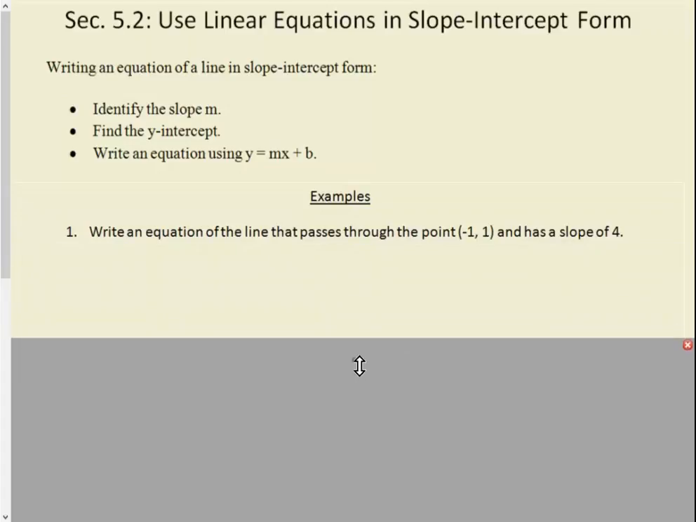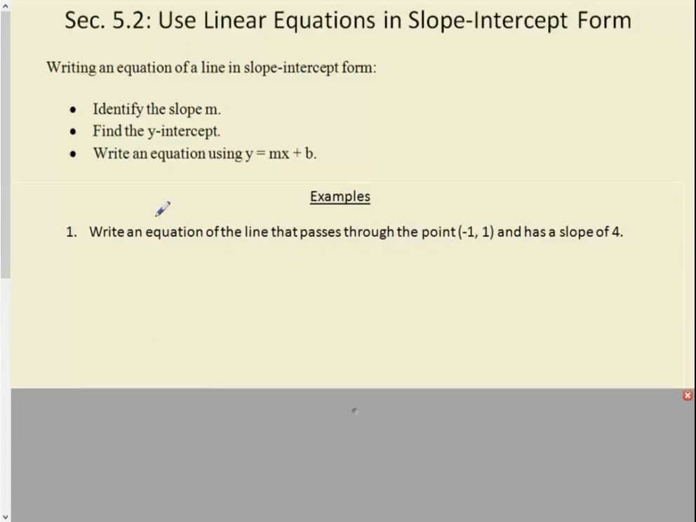So we're going to jump in and look at some examples here. Write an equation of the line that passes through the point negative 1, 1 and has a slope of 4. Well, in this case, we already know the slope, so we've already got step 1 set. Now to find the y-intercept, we know that we're going to have an equation that looks like this: y equals 4x plus b, and similar to something we saw last section, we can then substitute values of x and y from any point on the line.